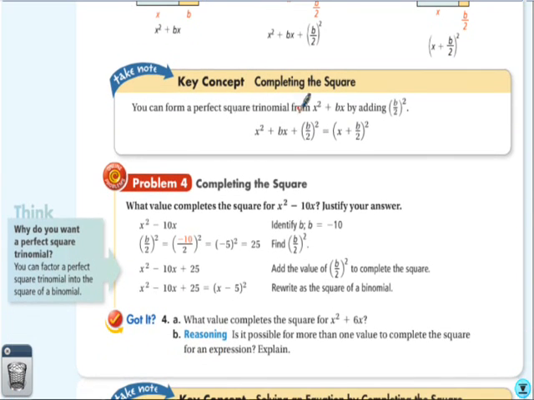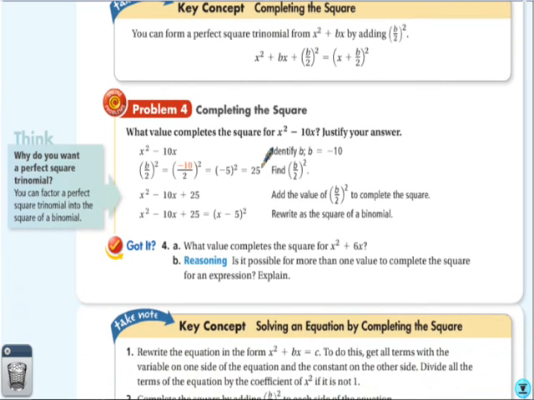We can form a perfect square trinomial by dividing b by 2 and then squaring it. This is a lot easier to see once we get to an answer. If we add that to one side, we have to make sure we add it to the other. That's the big key. So what value completes the square for x squared minus 10x? To complete the square, over here on the left, we'd have to add 25. We add 25, and that completes the square. We rewrite it as the square of a binomial.